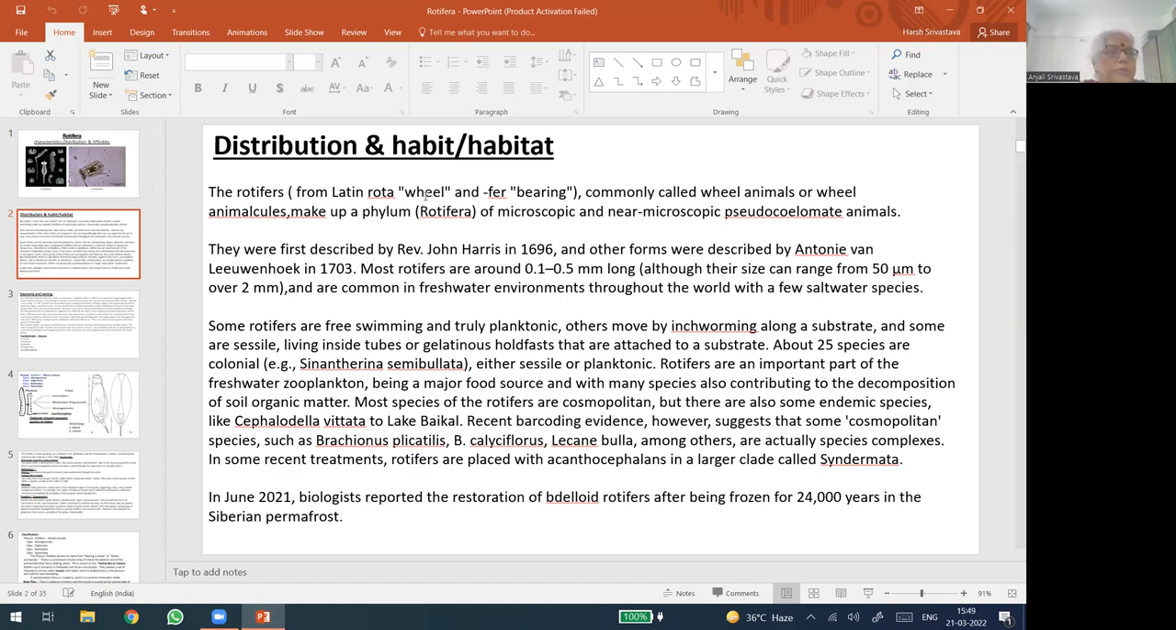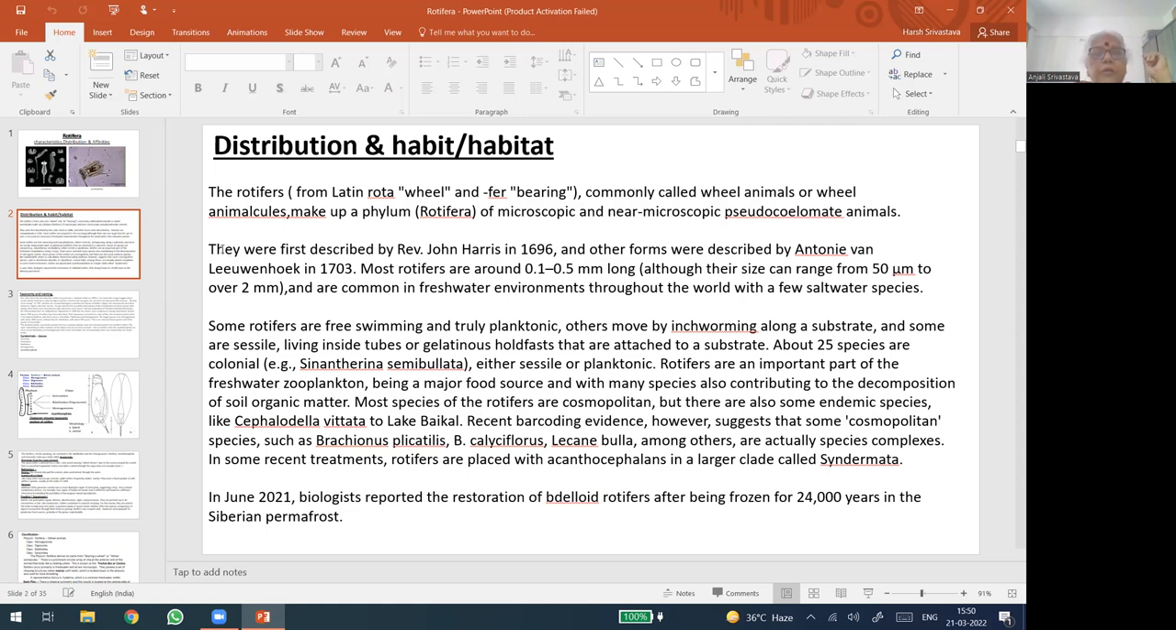affinities and distribution. The rotifers, the term derived from the Latin rota meaning wheel and fer meaning bearing, are commonly called wheel animals or wheel animalcules. They make up the phylum Rotifera of microscopic and near-microscopic pseudocoelomate animals. That is, the coelom is a false coelom; the true coelom is not found. This is a very important characteristic shared with its nearby group, the platyhelminths of non-chordata. So this is a character that shows close affinity with platyhelminths also. The affinities we will see at the last.